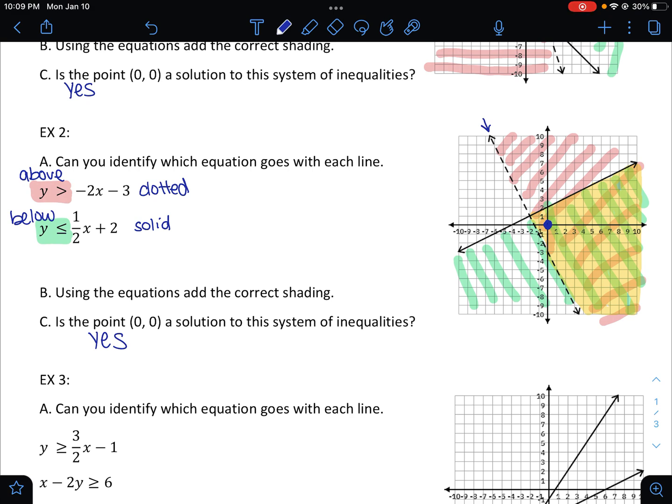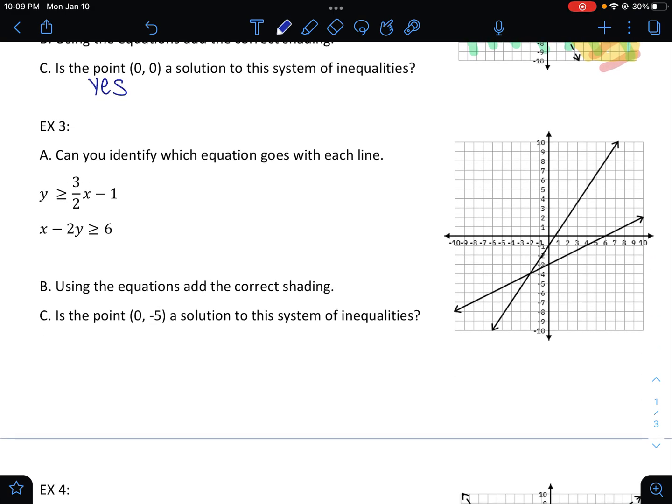Moving on to example number 3, making it a little more difficult. Can you identify which equation goes with each line? Well, this time we can't just determine it based on the inequality sign because both of our lines are solid. So what we have to be able to do is either 1, know slope intercept form, or 2, be able to graph and match it.